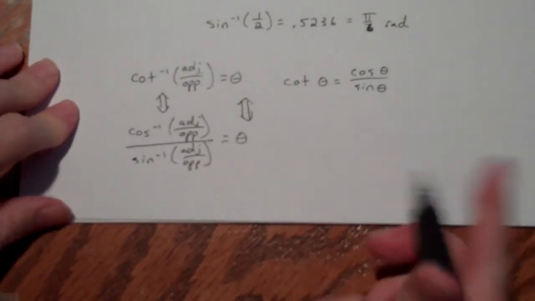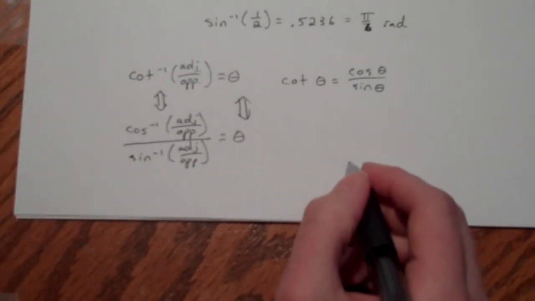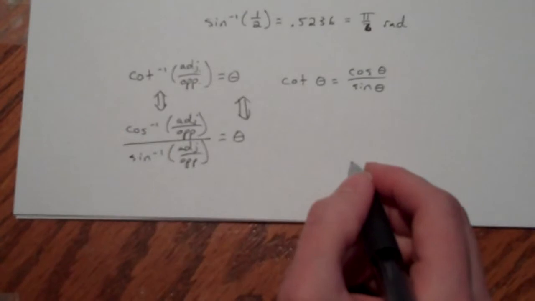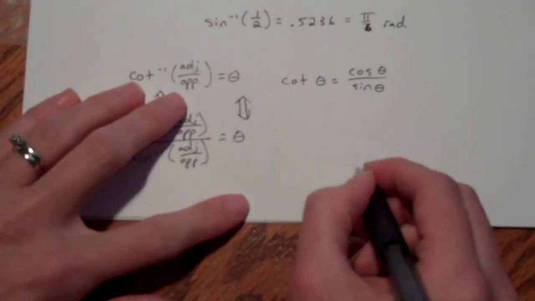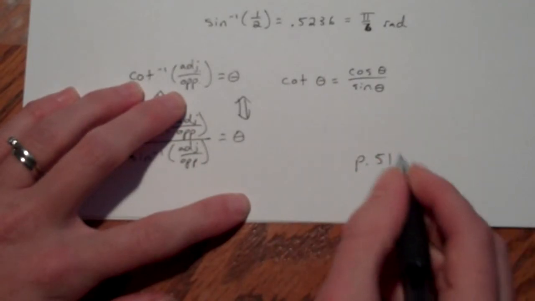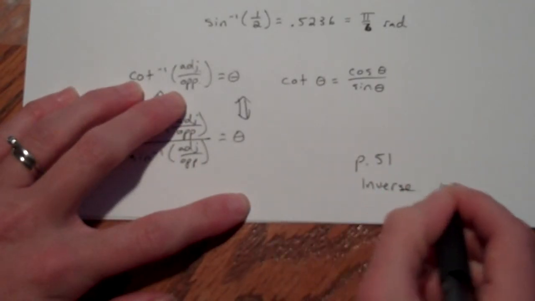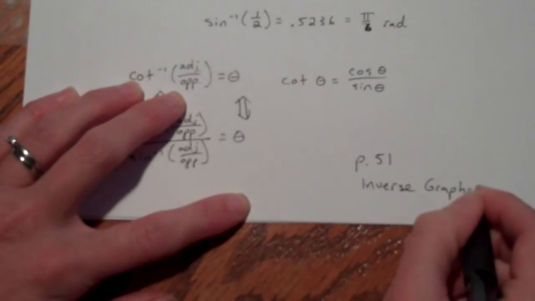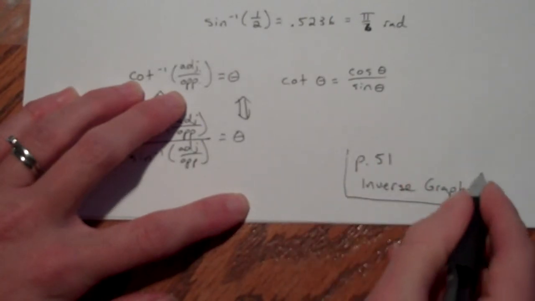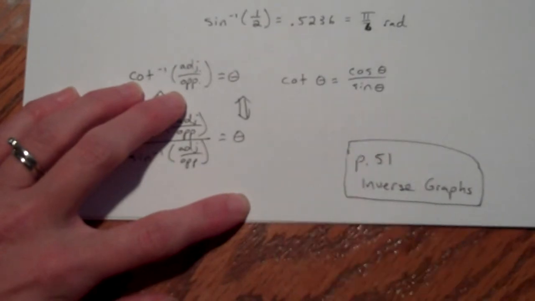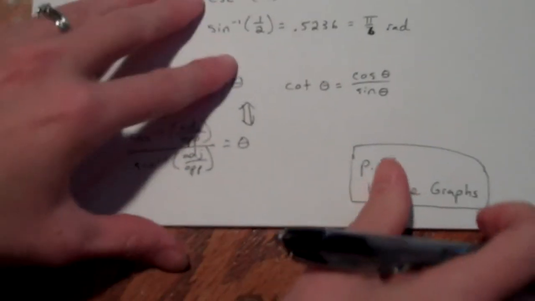Alright, and I also wanted to point out that on page 51 in your textbooks, this is the next part that's coming up. So page 51 has the inverse graphs, and that's what we're about to talk about. But I just wanted to tell you that so you don't have to draw them. They're in the textbook. Okay, so that is the next part.